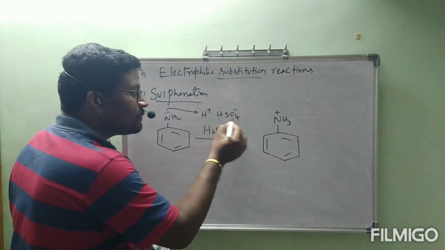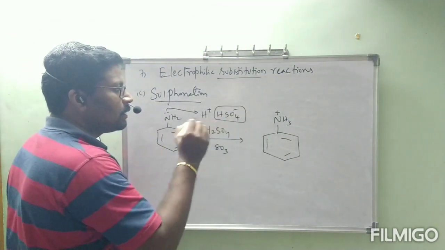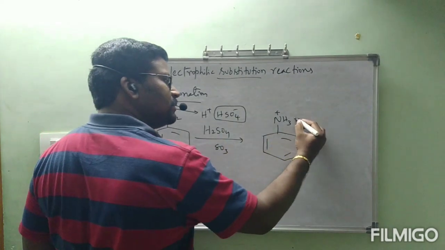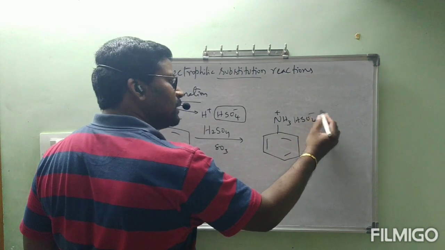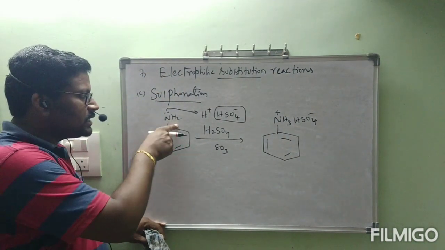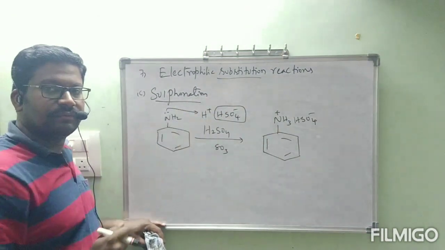Immediately this HSO4 minus is there. This is carrying a negative charge, this is carrying a positive charge. So it is forming like a salt. HSO4 minus, NH3 plus, HSO4 minus. This is base, this is acid. Base plus acid is formed like a salt.